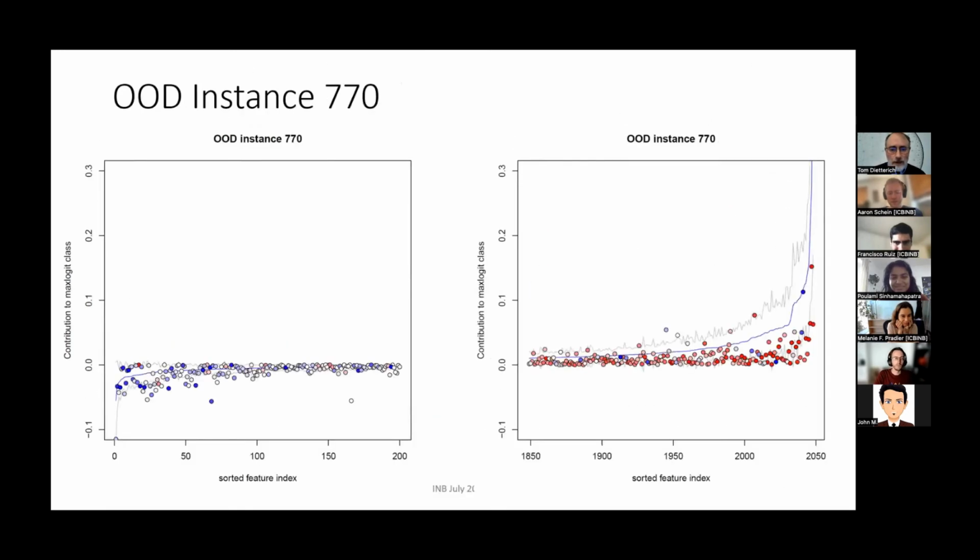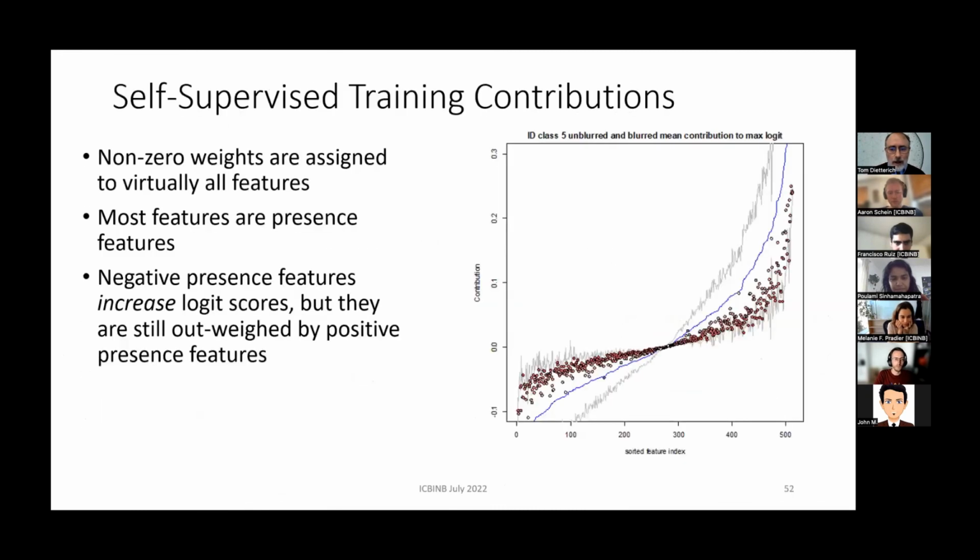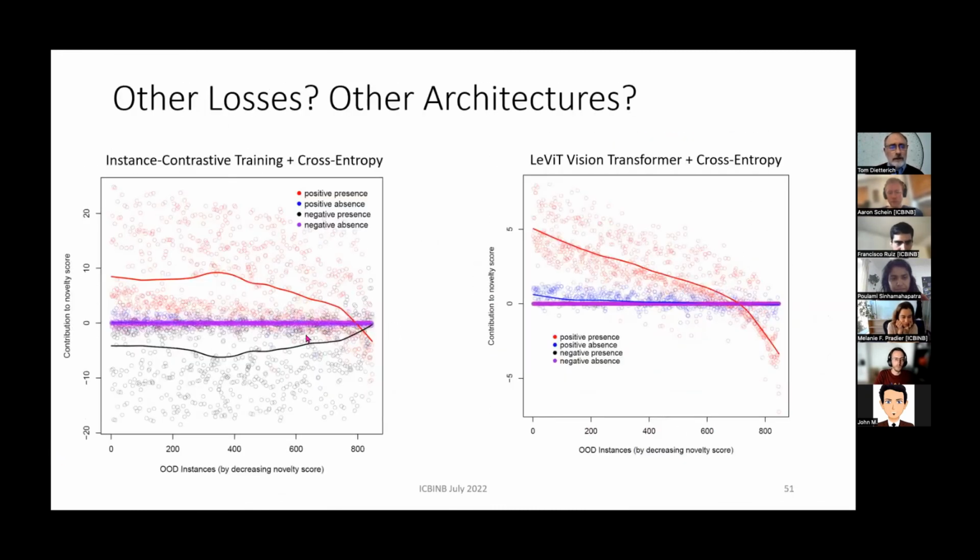I want to show you one other thing we have, though, because I didn't really have time to show it here, but we've recently done experiments with, again, instance contrastive learning and with a vision transformer. And with contrastive learning, it turns out these negative presence features are playing a significant role. So it behaves quite a bit differently. Whereas with the vision transformer, it's behaving similarly to what we saw with the convolutional network.